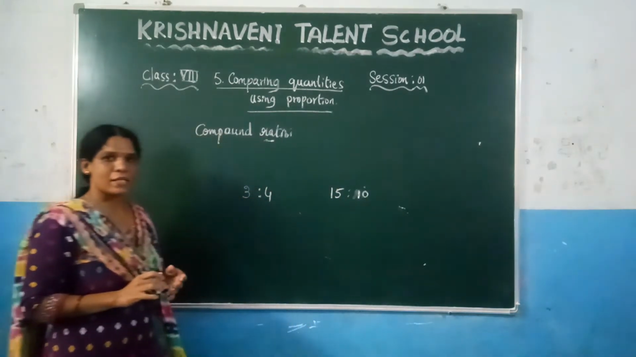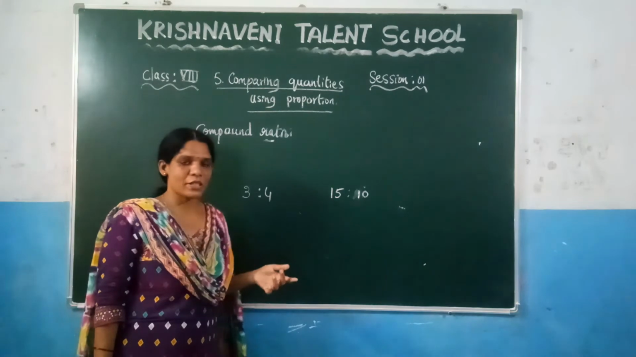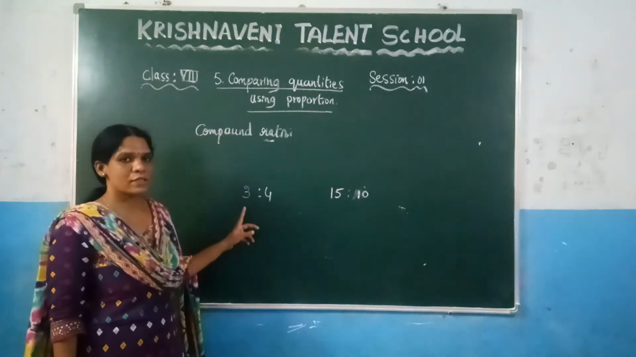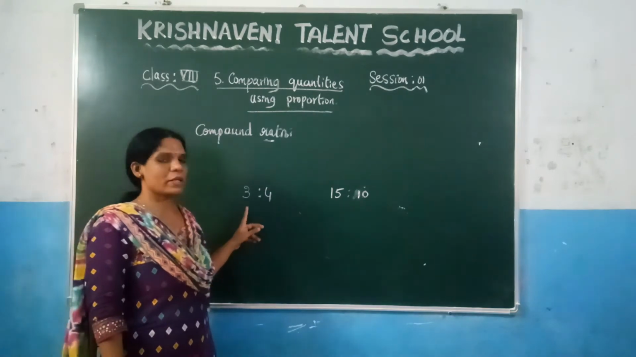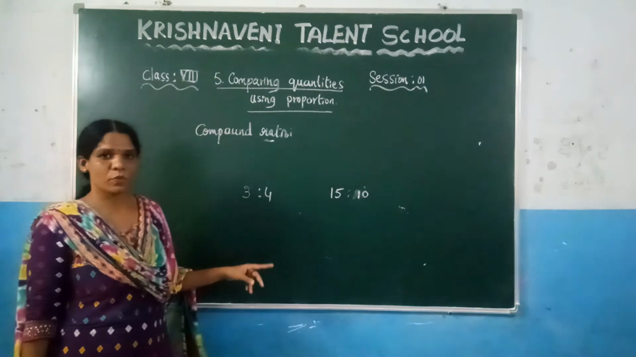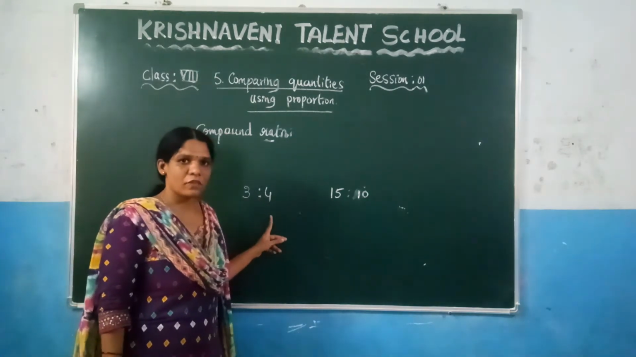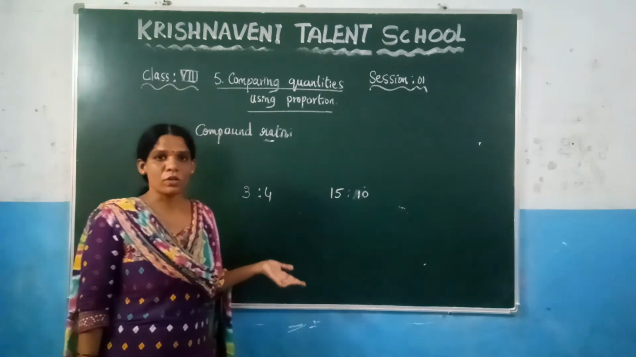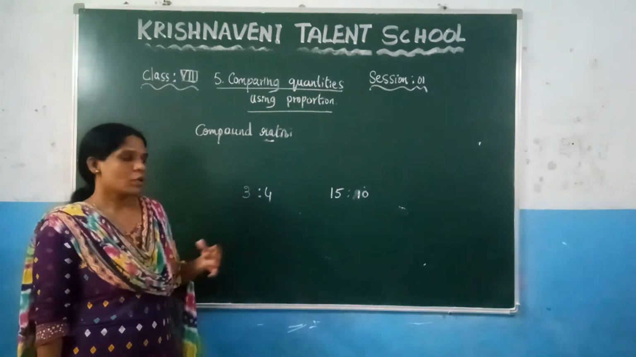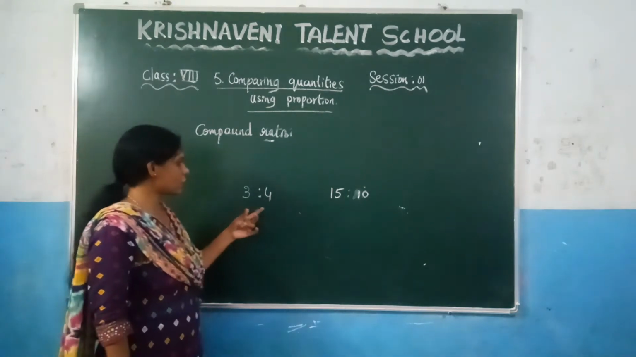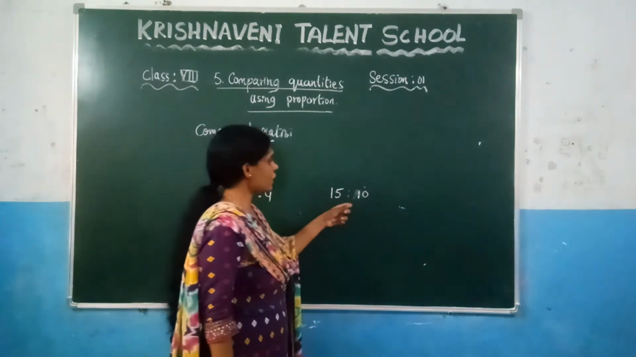Let us consider your two friends preparing for the exam. One student is reading 3 hours a day. For how many days does she read? 15 days. And similarly, one more student is reading 4 hours a day. For how many days does she read? 10 days. Now, if you want to find who reads more, can we find it directly here? Here you can observe that 3 is to 4 is there, and here we got 15 is to 10.